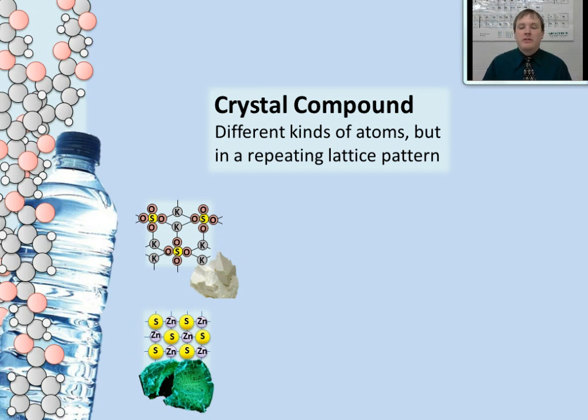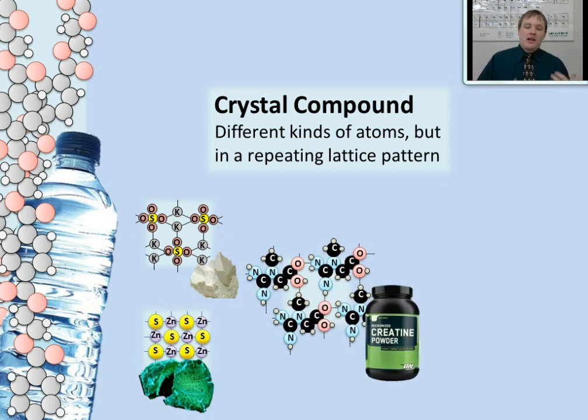Here's another example of a crystal compound. Creatine powder is a substance that some bodybuilders and athletes use during workouts to try to increase the load that their muscles are able to carry and hopefully build muscles faster. Although this substance has not been deemed 100% safe, so it's sort of dangerous to use this.